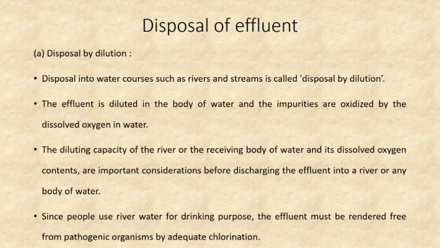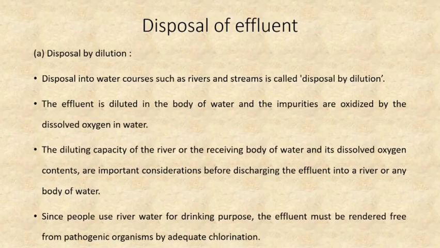Then the disposal of effluent, which is remaining after sludge digestion. So it is also disposed by two methods, that is disposal by dilution. Disposal into water sources, sorry it is a spelling mistake, sources such as rivers and streams is called disposal by dilution. The effluent is diluted in the body of water and the impurities are oxidized by the dissolved oxygen in water. So here the effluent is diluted into the water sources such as rivers, streams, sea.